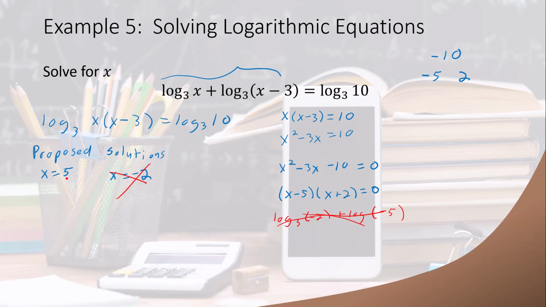The only valid solution is x is equal to 5, because then you're going to have the log of 5 plus the log of 2, both of which work. So in this particular case, your solution is x is equal to 5. If you included negative 2, this would be marked wrong because negative 2 minus 3 does not fall within the domain of the logarithm.